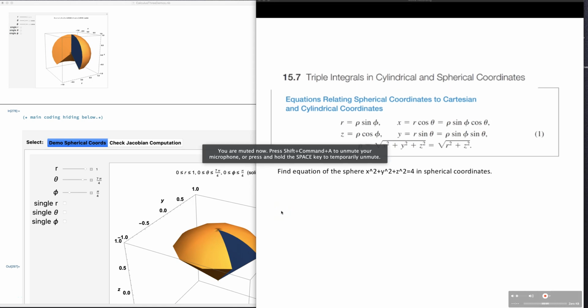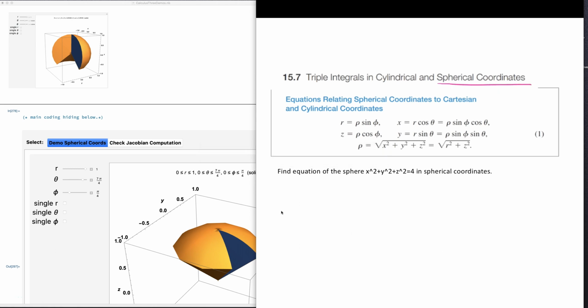Alright, in this video we look at spherical coordinates. And here are the formulas for spherical coordinates. Z is equal to rho cosine phi. X is equal to rho cosine theta sine phi. And Y is equal to rho sine theta sine phi. So what we're seeing here is a transformation that depends on rho, theta, and phi.